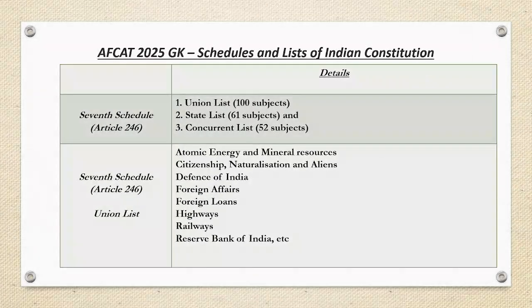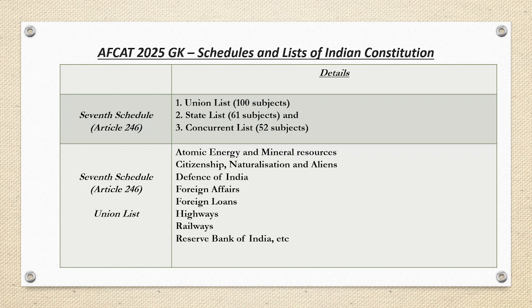they are included. And then seventh schedule, it has got 3 lists containing subjects on which the center can enact regulations, the state can enact regulations, and the center and state together can enact regulations. The first of the list, it is called a union list, right?